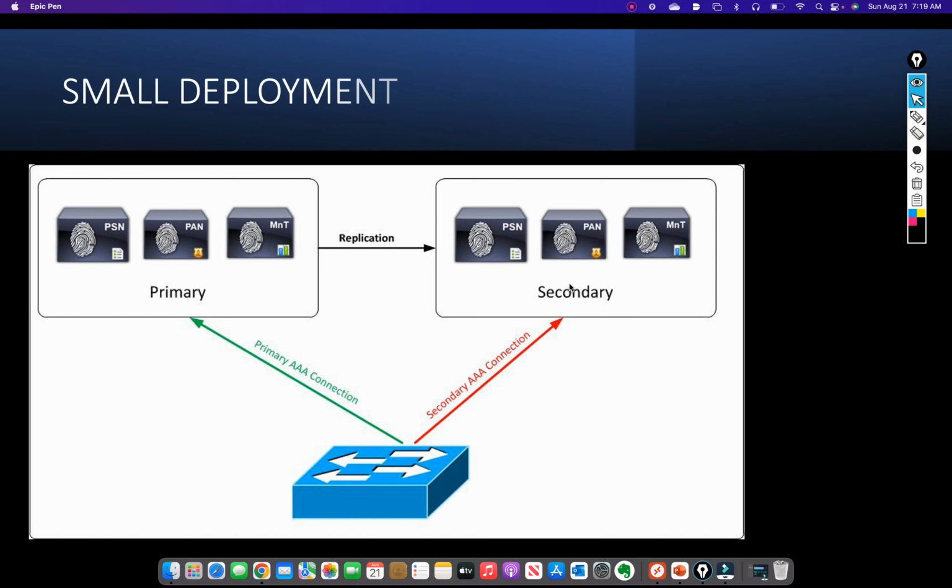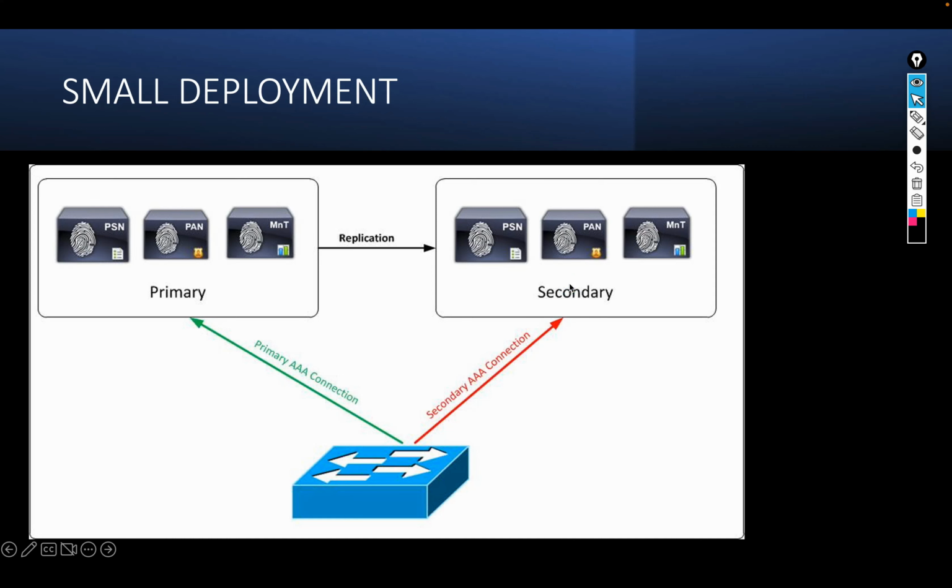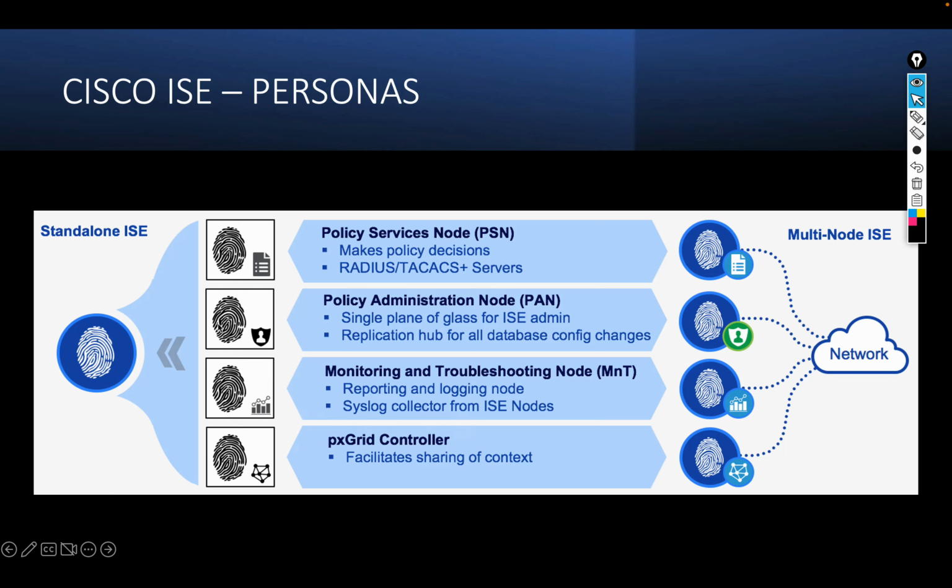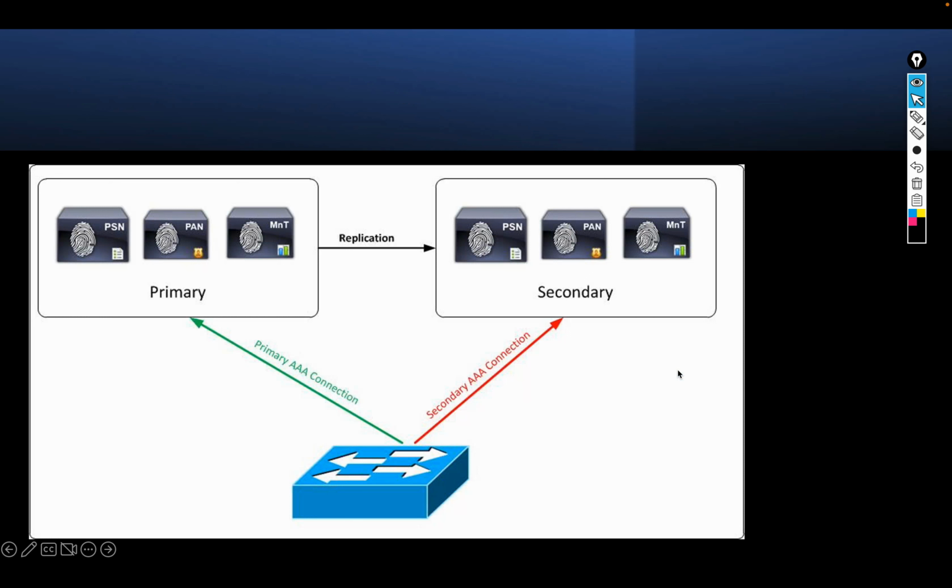I will talk now about the deployments. There is one thing that I will explain later when we talk about deployment. In a standalone ISE, for example, I just have one node, and I can have all of these services enabled in one node. But in a multi-node design, I can have one node just PSN, one node just PAN, one node just monitor, and one node just pxGrid controller. We will see that now.